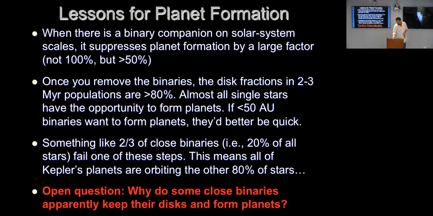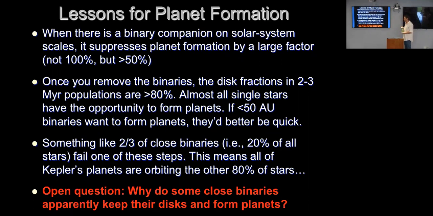And I think I'll just wrap up here with the punchlines, which are basically the ones I already said. When there is a close-in binary companion, it suppresses planet formation and survival. It looks like it suppresses formation by 2/3, give or take. But there are all those planets out there that Kepler found that are still out there. They're just around the rest of the stars.